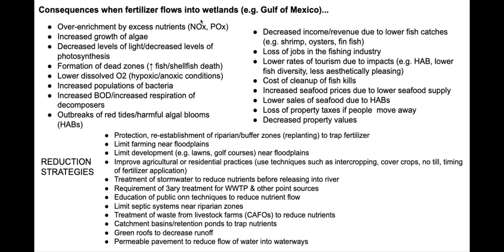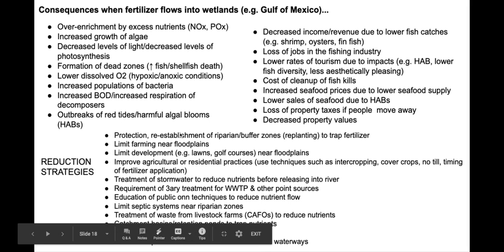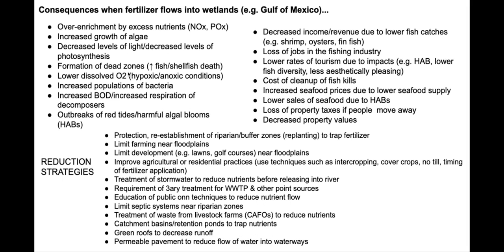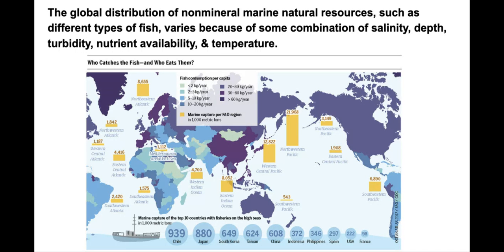So the consequences when a fertilizer flows into a wetland, for example, in the Gulf of Mexico, like some of you had on your last exam, you're going to have some ecological consequences. These are economic consequences. And then what reduction strategies I can use for these. Okay, so if you take a look at this, again, pause the video and read and kind of make sense of, one more time, ecological consequences, economic consequences, and then reduction strategies.